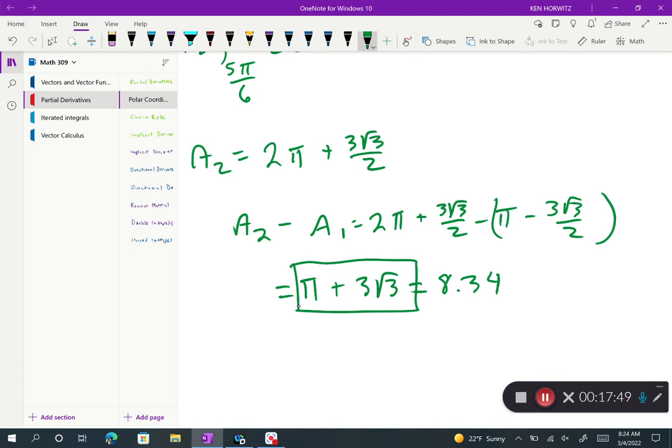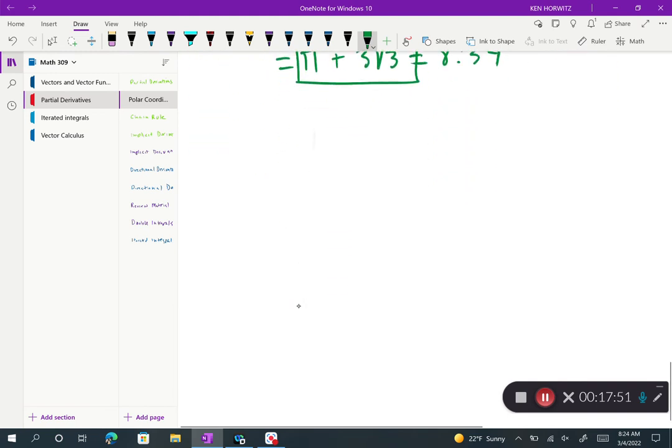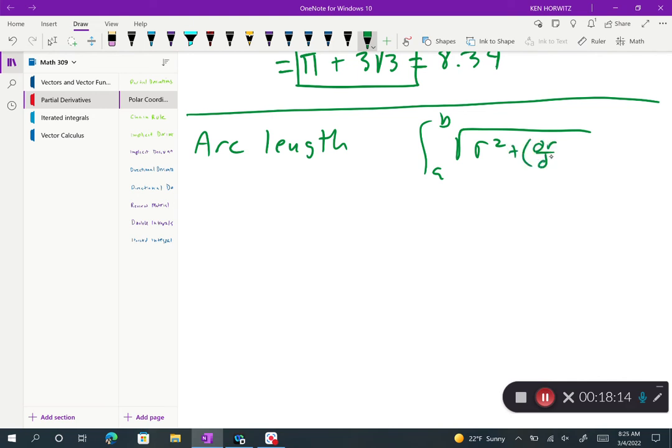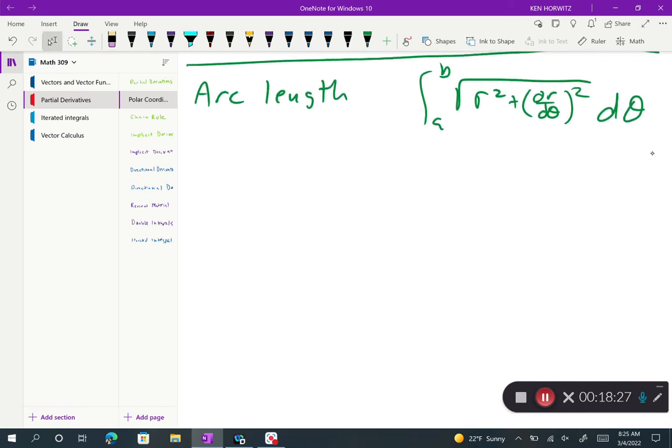All right. So let's take a quick look at arc length. And maybe we'll just try one example. So for arc length, we have the integral from a to b of the square root of r squared plus the derivative of r in terms of theta squared d theta. This is your formula. All right. So we'll use that formula, and here's the example.